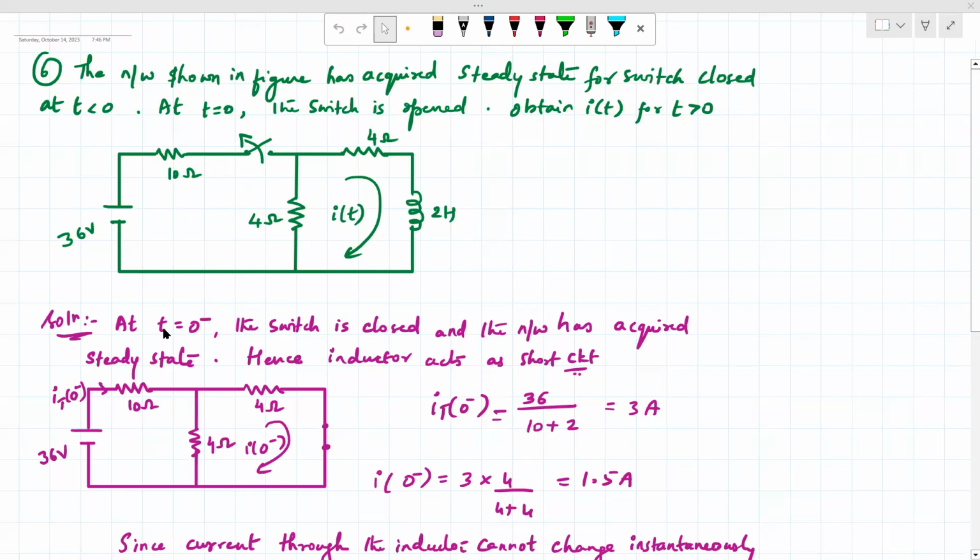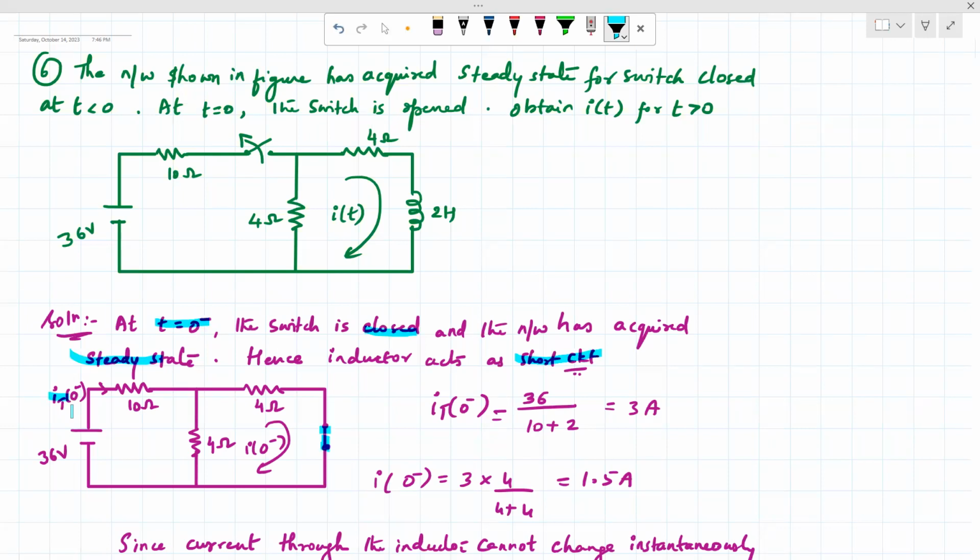So at t is equal to 0 minus the switch is closed and the network has acquired the steady state. Hence, the inductor is now acting as a short circuit because the current is already flowing into it and it has attained the steady state. Hence, it is replaced by the short circuit. So, the current through the inductor is i of 0 minus. And this is a total current iT of 0 minus.